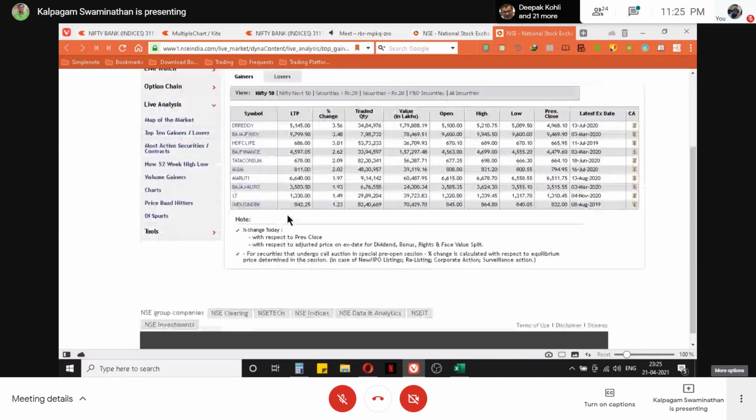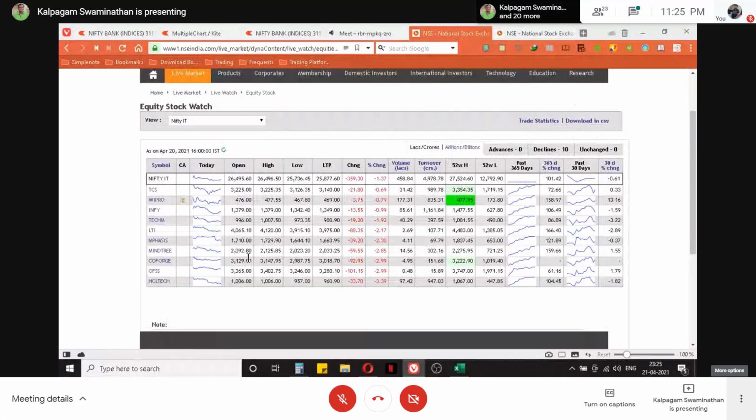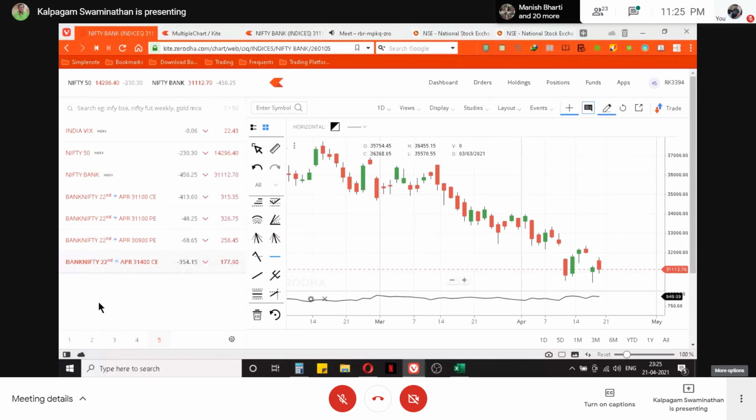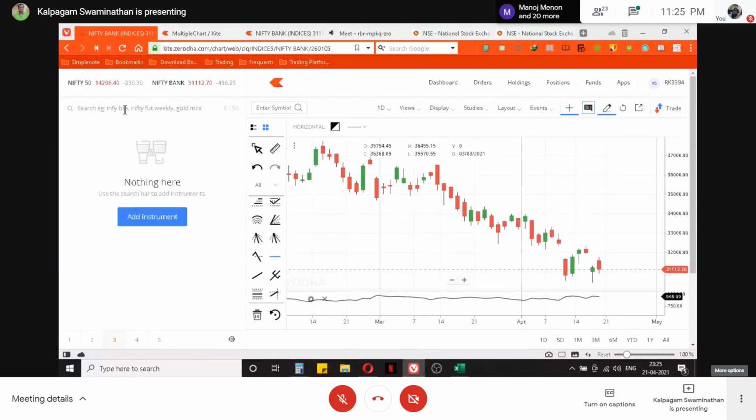Sometimes it can happen that a stock is in the top gainers list, but the momentum is lost and it goes away. But generally what I found is that if you go by the sectoral indices, one of these stocks becomes a top gainer or loser, in this case a top loser. So let us take something like Infy.